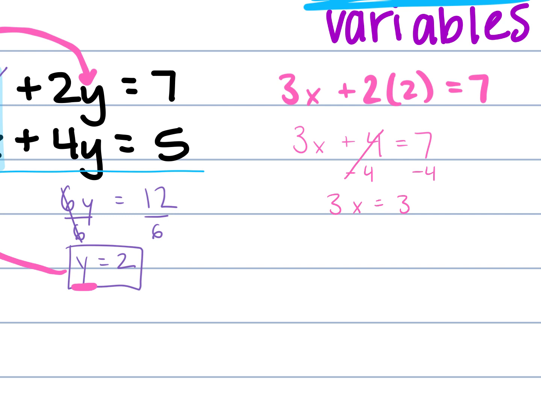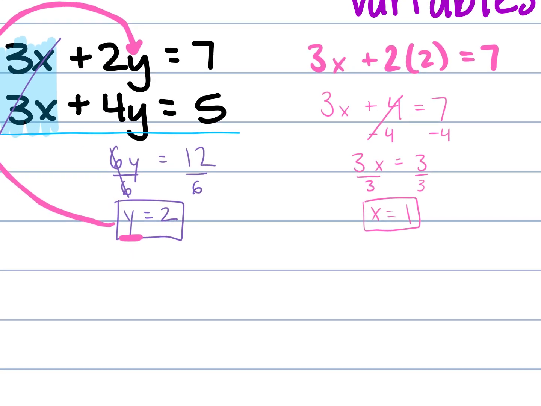And then what's the last step? Divide by 3. So what does x equal? 1. So how do I write my final answer? 1, 2. Perfect. It's always your x, then your y.